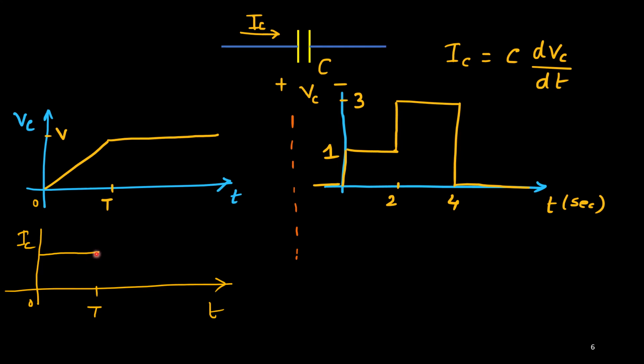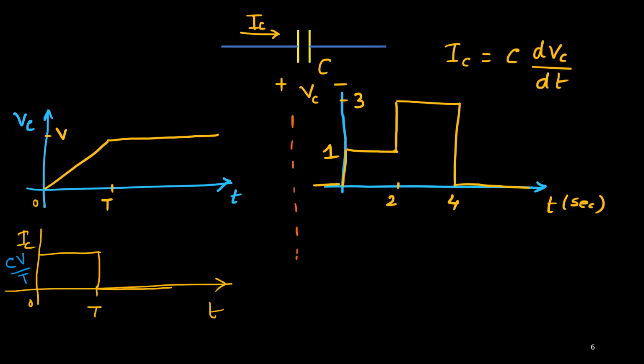This constant value we can find out. It is nothing but the slope. This height is capital V, and this time axis is capital T. So the slope is V/T. So dVc/dt is V/T, and we have to multiply by C. Then you will get the exact current. So this value is CV/T, right? But when t is more than capital T, Vc(t) is flat, so the derivative is 0. It is not changing, thus its value will become 0. So it's very simple.